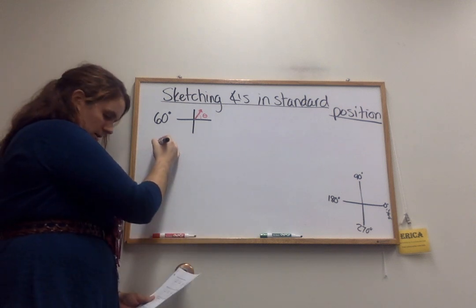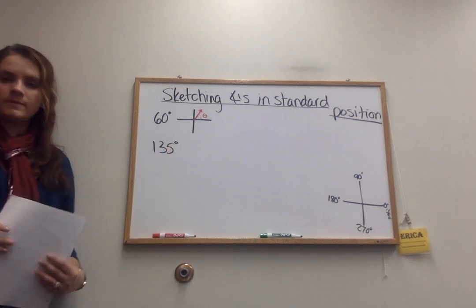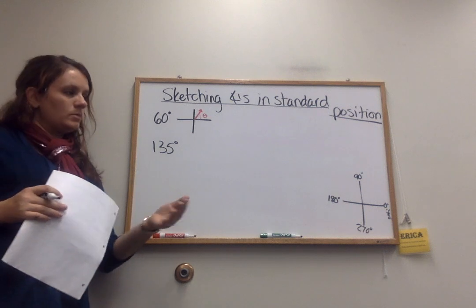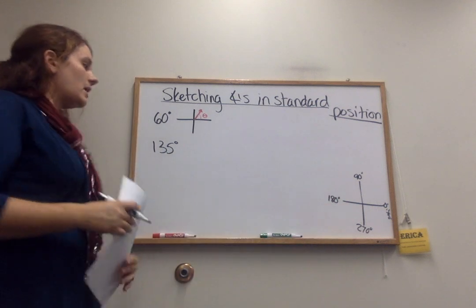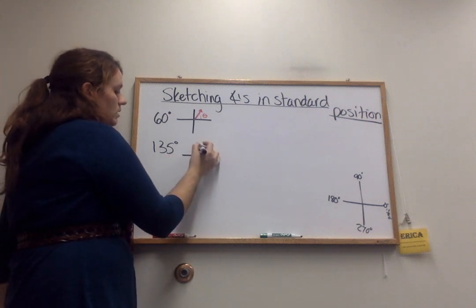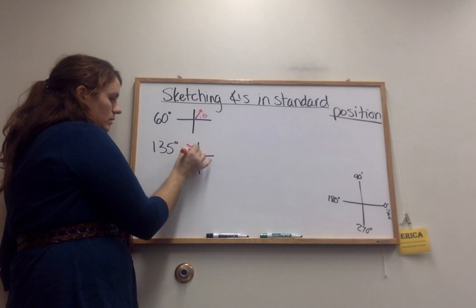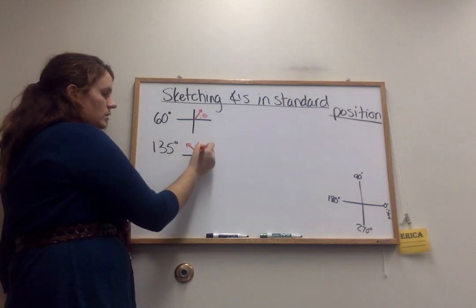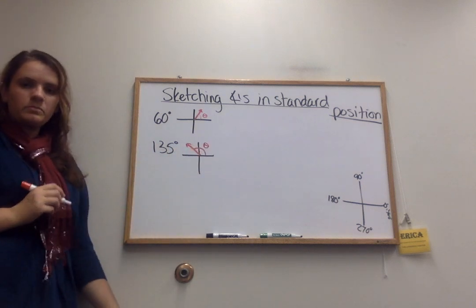Let's take a look at another one. 135 degrees. Again, we ask ourselves, which quadrant is that going to fall into? Well, it's bigger than 90, but it's less than 180, so it's got to be in quadrant 2. Right, and it happens to be exactly halfway, right in the middle of quadrant 2. Right, so this is our angle, 135 degrees.